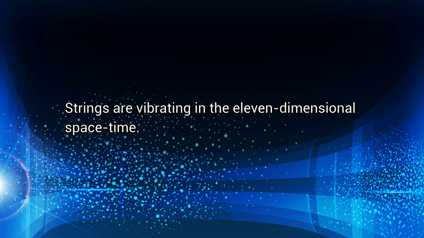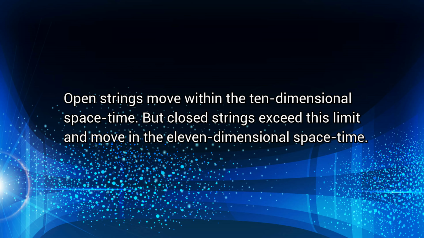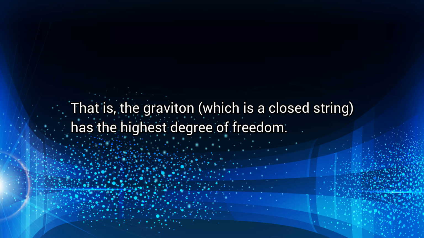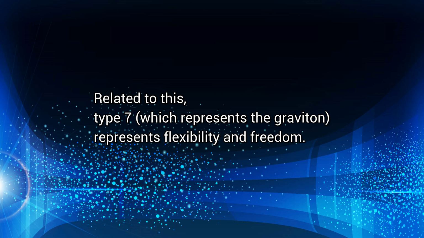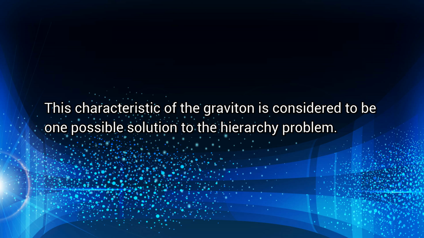Strings are vibrating in the 11-dimensional spacetime. Open strings move within the 10-dimensional spacetime, but closed strings exceed this limit and move in the 11-dimensional spacetime. That is, the graviton, which is a closed string, has the highest degree of freedom. Related to this, type 7, which represents the graviton, represents flexibility and freedom. This characteristic of the graviton is considered to be one possible solution to the hierarchy problem.